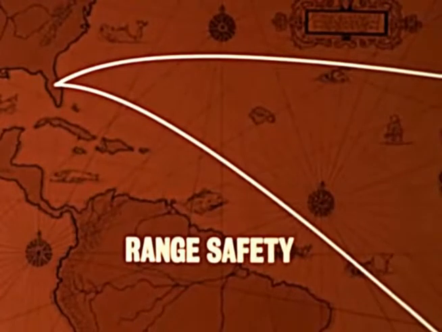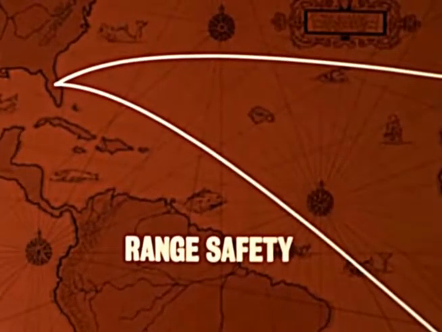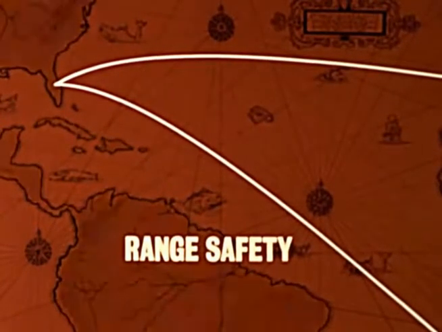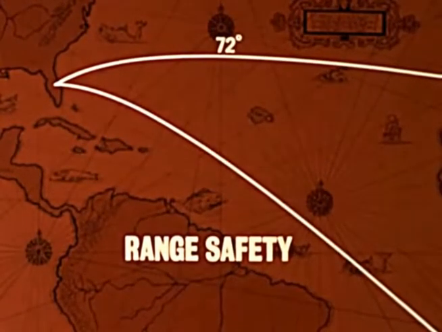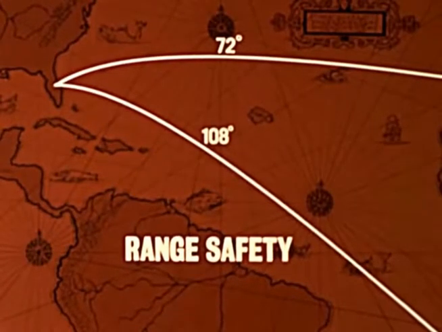The range safety requirements are primarily concerned with keeping the launch vehicle within the bounds of the launch range. These bounds are designed to avoid populous land masses in case of trouble during the launch. These azimuth limits are approximately between 72 degrees and 108 degrees.